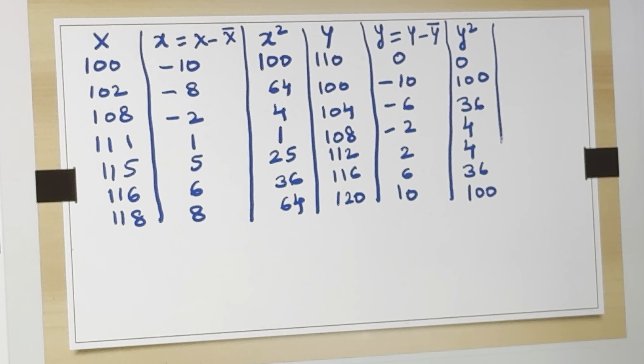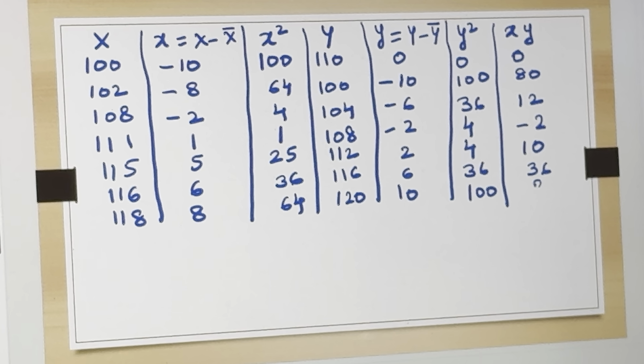Okay? Then the last column is nothing but x into y. What is x into y? Small x is minus 10 and small y is 0. Therefore, the first value is 0. Minus 8 into minus 10 will give you what? 80. Similarly, what is minus 2 into minus 6? 12. Similarly, 1 into minus 2 is nothing but minus 2. The next value is 10. 5 into 2. Then you have 36. 6 into 6. Last value is 8 into 10 which is 80. Okay.